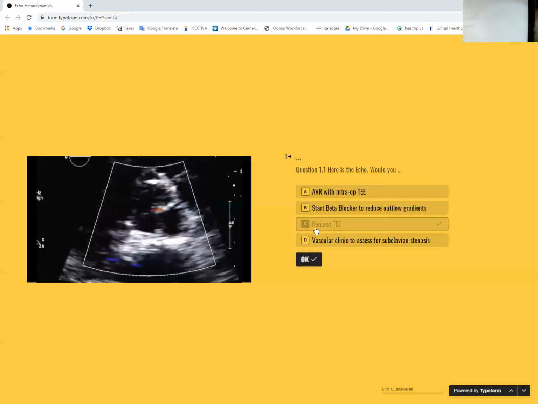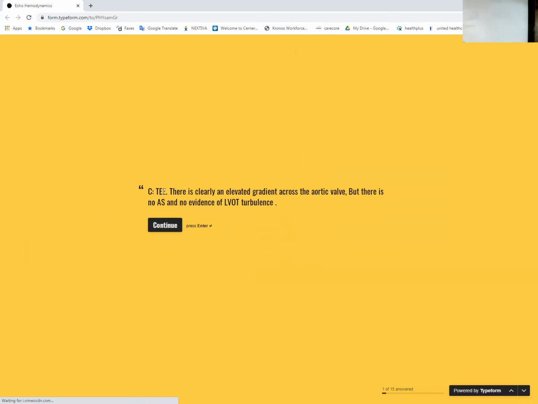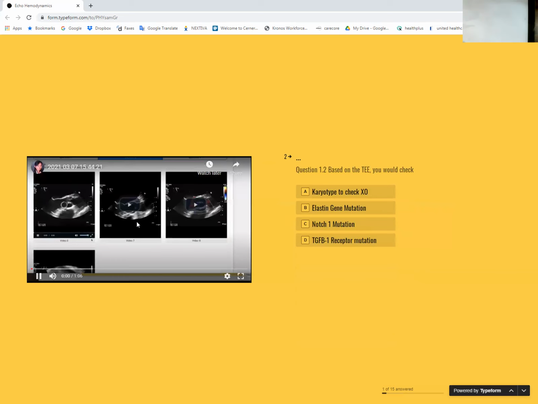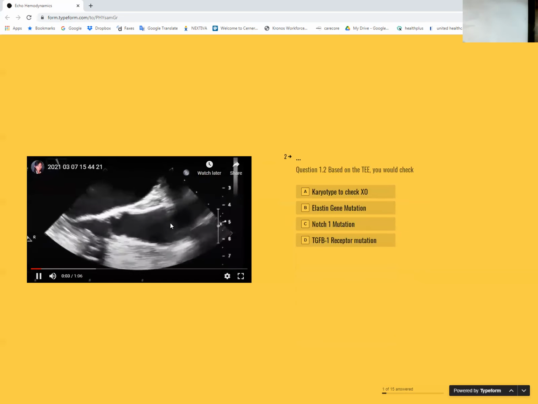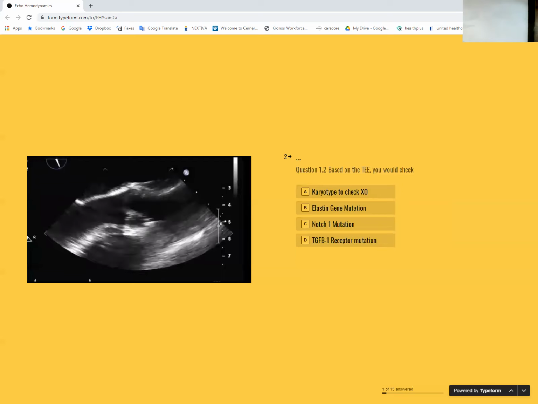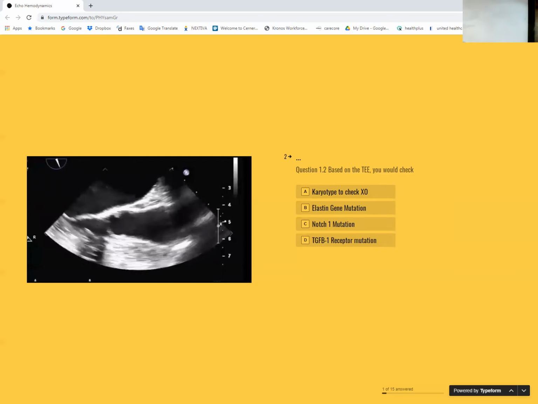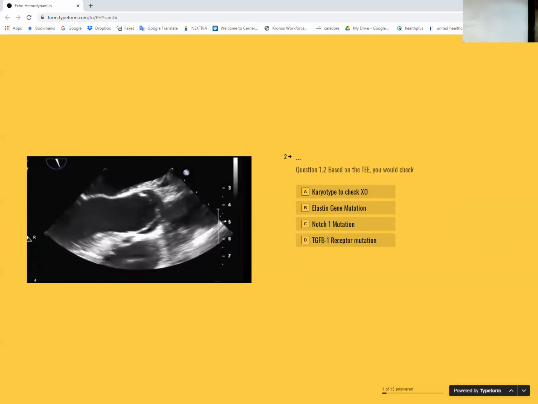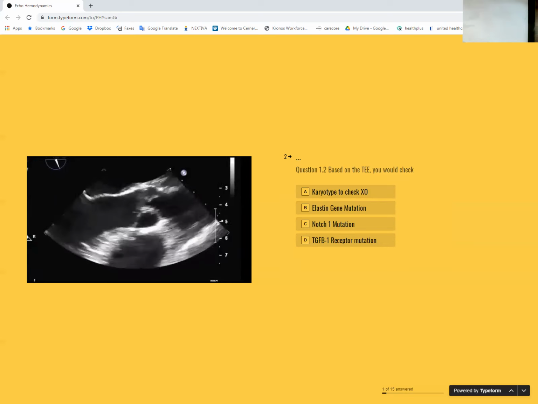So the key point of this one is that there's clearly an elevated gradient, as Rahul pointed out, across the aortic valve. But there is no AS, and there is not a lot of LVOT turbulence, as I pointed out. So there's something weird going on that we're not seeing, some obstructing thing. So let's go to the TEE. I don't expect all of you to get this, or if any of you get that, I'll be pretty impressed. This is not an easy one. But you can just look through it and then describe to me what you see that's weird.